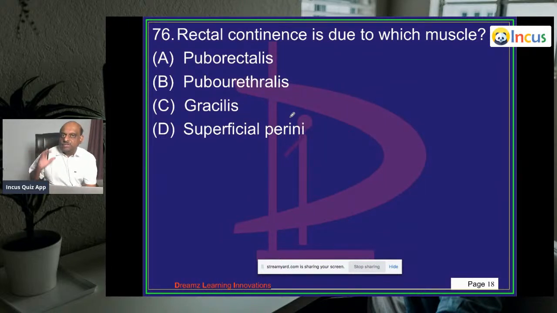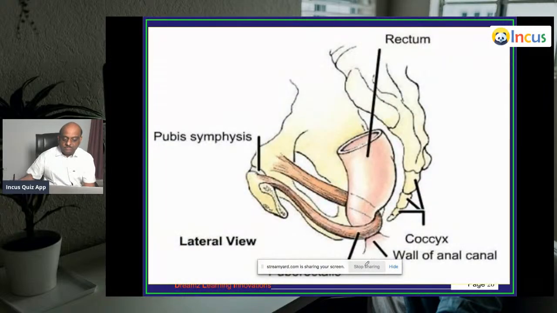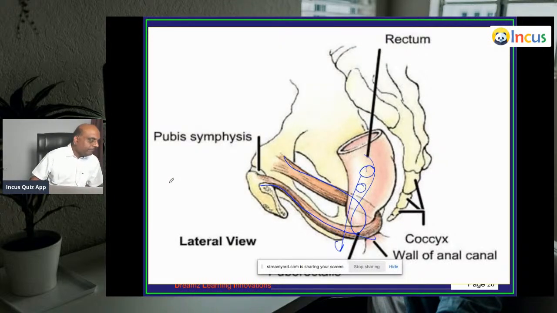Rectal continence is because of which muscle, doctor? You need to know that it is the puborectalis. You can see the rectum blending into anal canal. It is the puborectalis muscle which acts like a sling and maintains the anorectal angle and prevents the stools from drooping down, from falling down. It is the puborectalis.